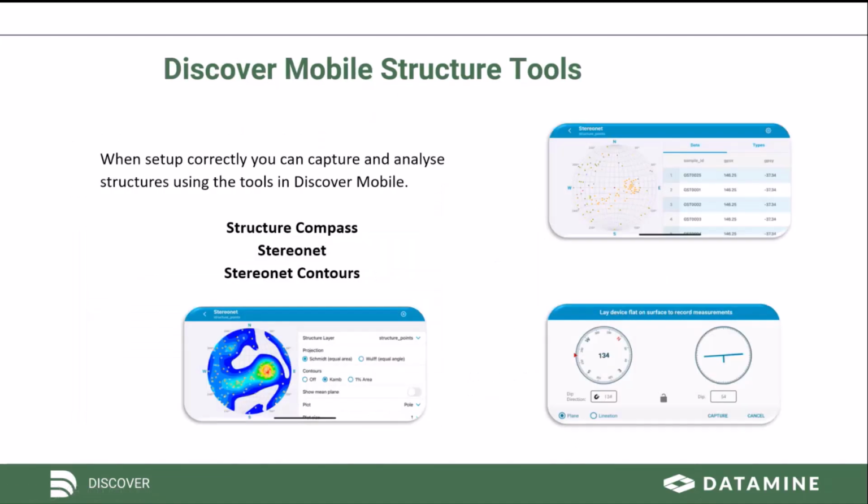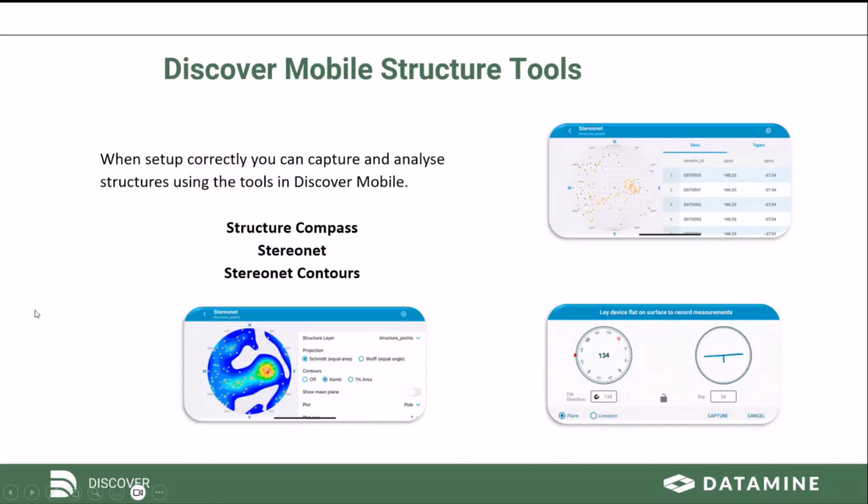Okay, so once you've set up that structure table, this is what you've got in Discover Mobile. Over to the right here, you can see we've got a stereo net, so you can do all your analysis of the stereo net in there. You have a structure compass down to the bottom right, so you can set your device or your phone on a structure plane or a lineation, and you can see or capture the real-time dip directions and dips and plunges and all that sort of thing.